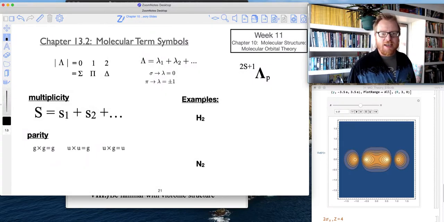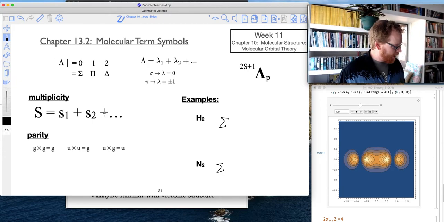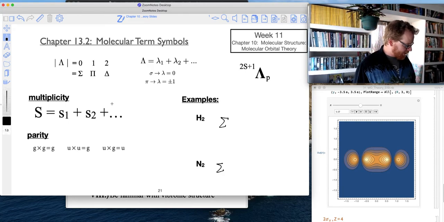Coming next? Yes, let's keep moving on. And we'll keep moving on with these H2 and N2 examples. And I'll note that thus far we've come up with ground states that are both sigma terms. So what about multiplicity? Well, the multiplicity means the same thing that it did before. We know we've got doublet states, triplet states, and singlet states.